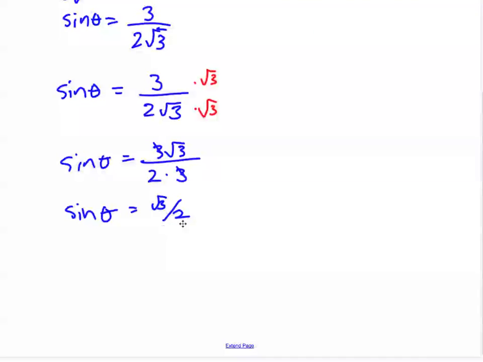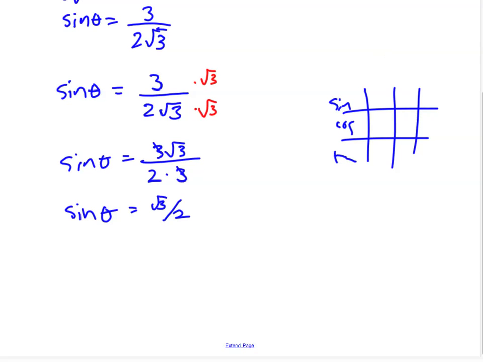But root 3 over 2 is one of those ratios that are part of that table. Remember the table of sine, cos, and tan at 30, 45, and 60. Root 3 over 2 is right over there. So therefore, in this case, the sine of my angle is equal to root 3 over 2, and that angle must be 60 degrees.